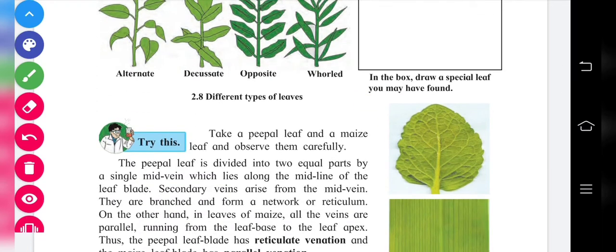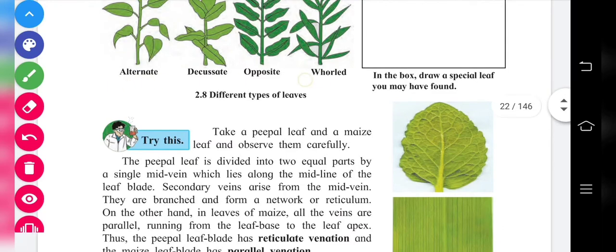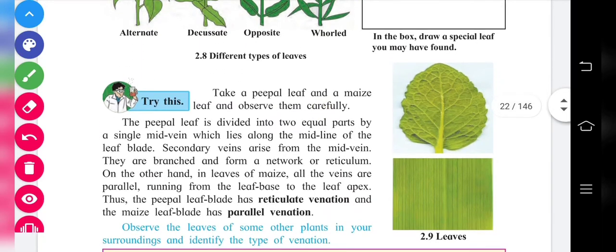Next, different types of leaf are already given. Take peepal leaves and maize leaves. Two types of leaf are given. Observe them carefully. So what will be seen? You can see that the peepal leaf has a single midvein which lies along the midline of the leaf blade.